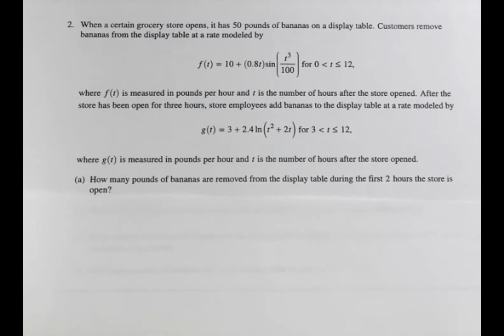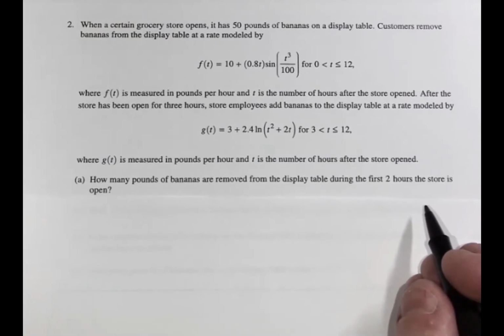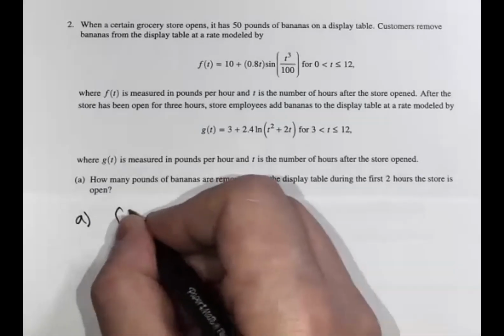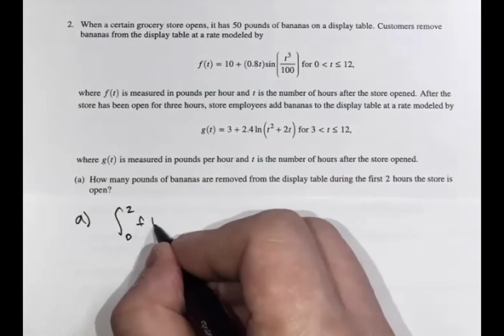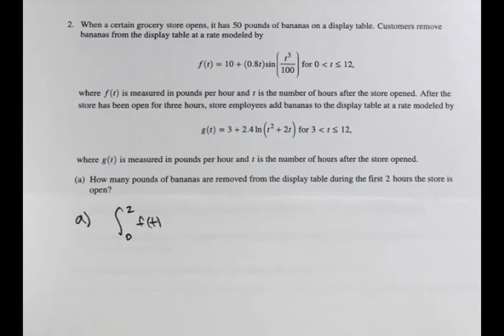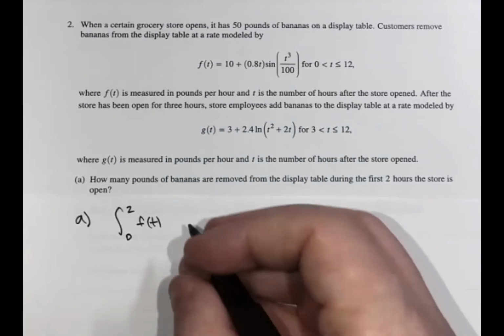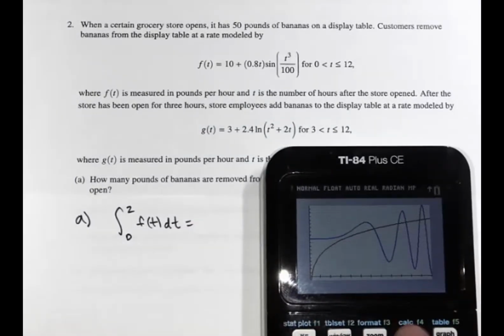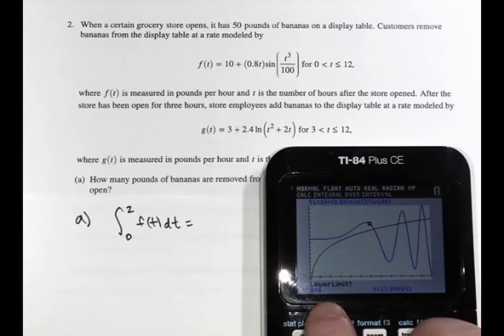First question is saying, how many pounds of bananas are removed from the display table during the first 2 hours that the store is open? So part A just wants us to add up from 0 to 2 the f of t function, which is the rate at which the bananas are being removed, right? The people are eating the bananas with respect to time. So I want to calculate an integral on the blue curve. Notice I am on the blue curve, the first curve, from 0 on the low end to 2 on the high end. So there we go.